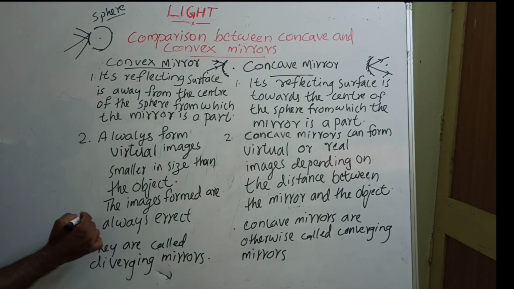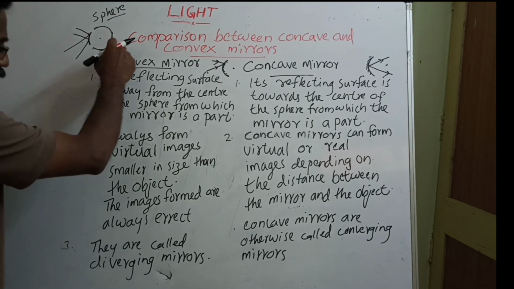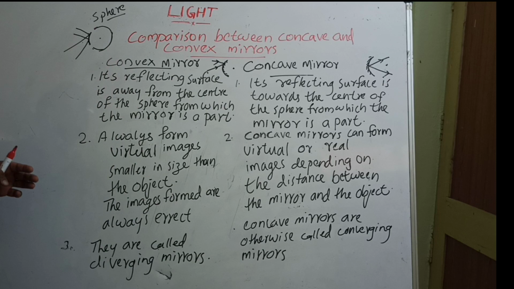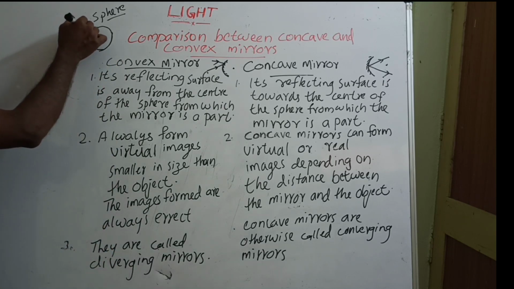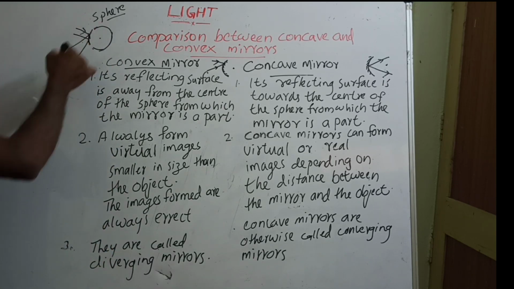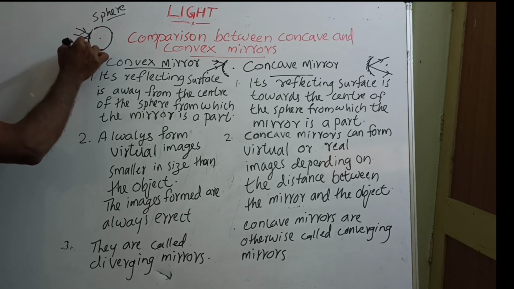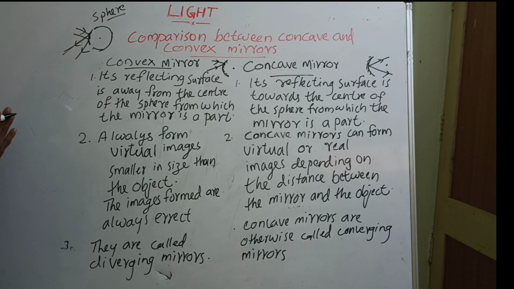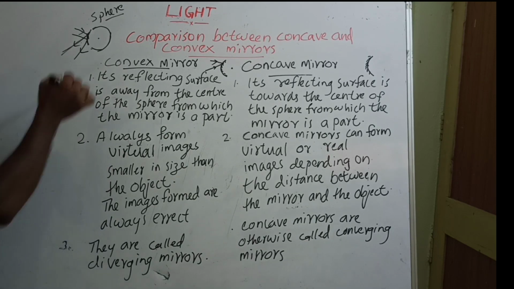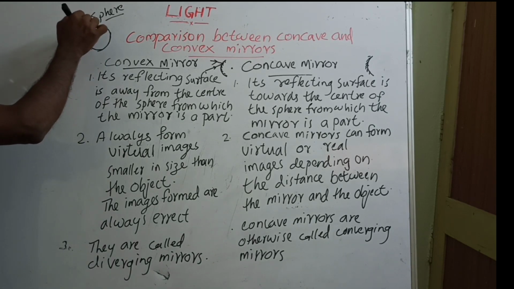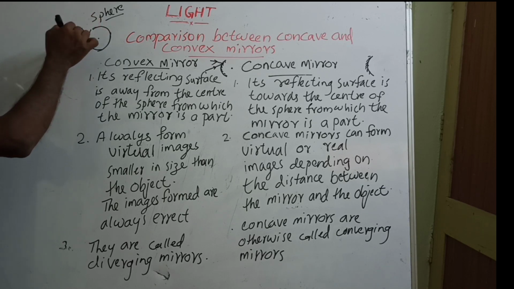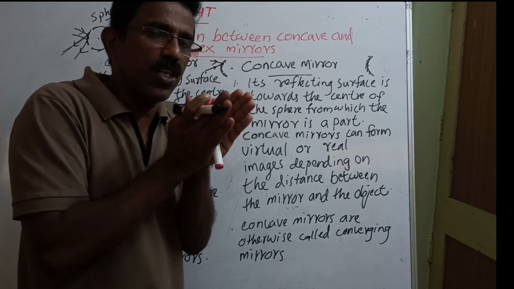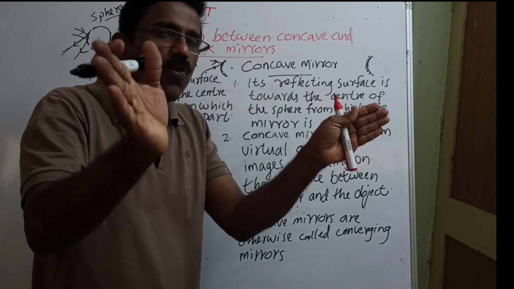Now the third characteristic property. Convex mirrors are called diverging mirrors. Why are they called diverging mirrors? You can see when light falls on this convex mirror, it gets diverged, it goes away from one another. You can see these light rays are diverging from one another. After reflection, these light rays go away from one another.